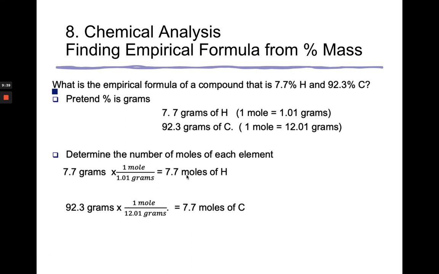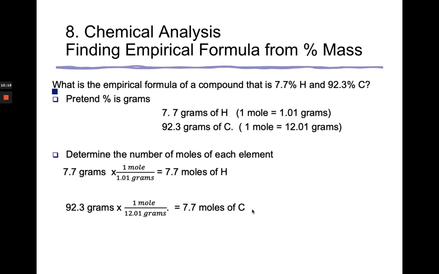We can figure out the moles of hydrogen and the moles of carbon in 100 grams by simply doing a division. So 7.7 grams of hydrogen divided by 1.01 grams per mole gives us 7.7 moles of hydrogen. And then 92.3 grams of carbon divided by 12.01 grams per mole gives us just about 7.7 moles of carbon. So what you can see here is, even though the grams look very different because hydrogen is a much smaller atom, we have in this compound the equivalent number of hydrogen atoms as carbon atoms. So that is what's going to tell us the empirical formula.